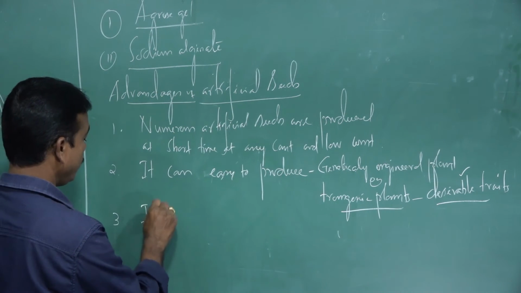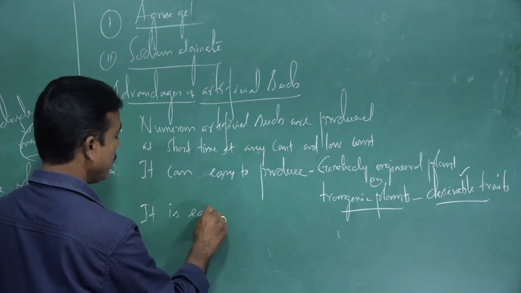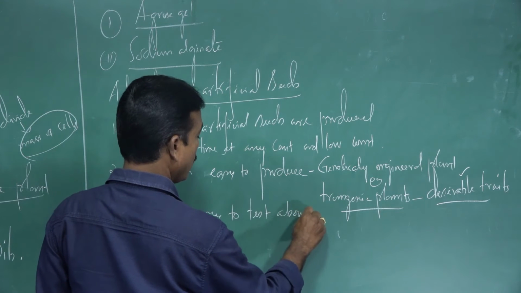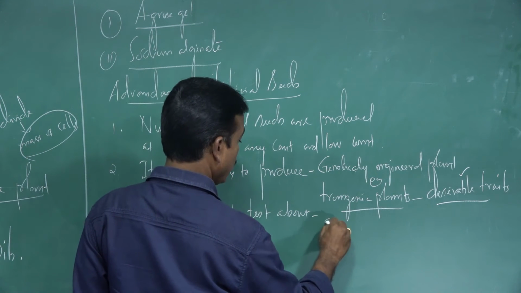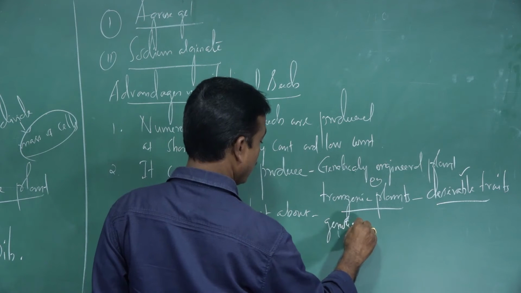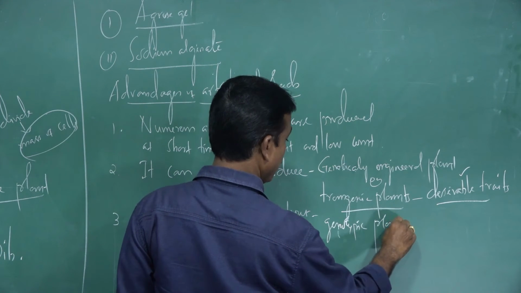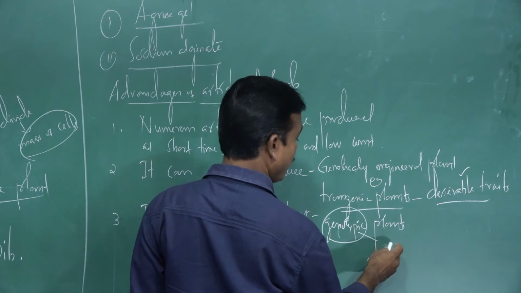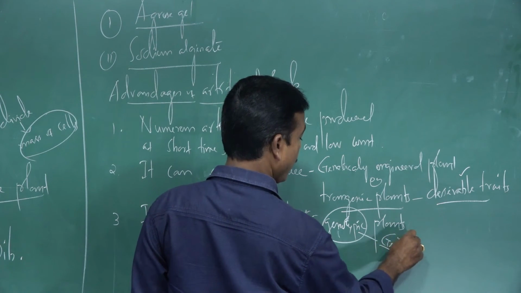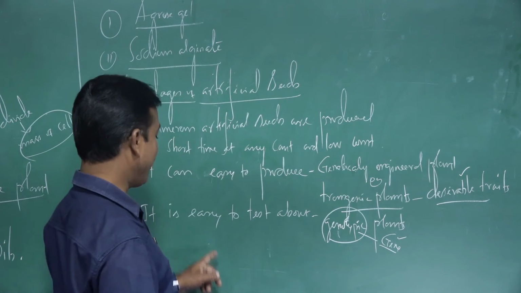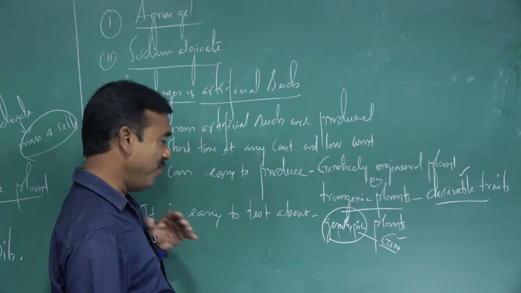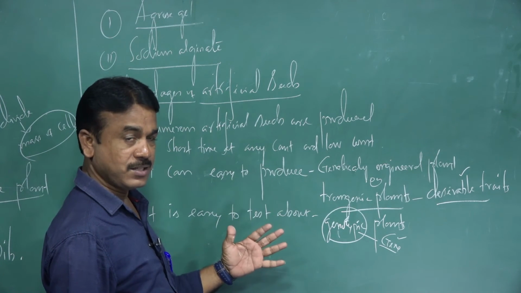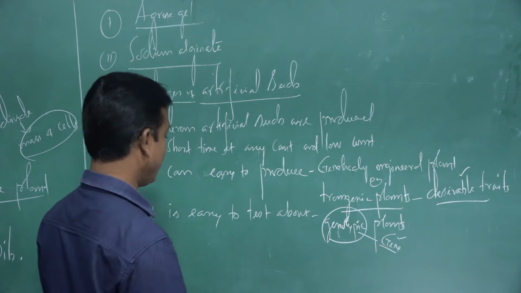Third thing, it is easy to test genotypic plants. Do you know what genotype means? Genetically, the plant or the gene. So if you are responsible for the test, it is very easy to tell whether a particular gene is present or not. That must be assessed by using artificial synthetic seeds.